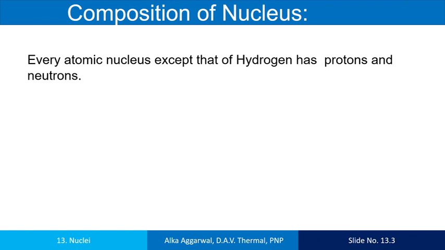As you know, all nuclei are made up of protons and neutrons, except the hydrogen atom, which has only a proton in its nucleus. But the isotopes of hydrogen, like deuterium and tritium, have neutrons also in them. So the protons and the neutrons present within the nucleus are collectively called nucleons.